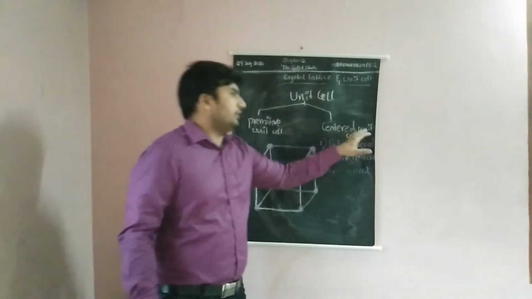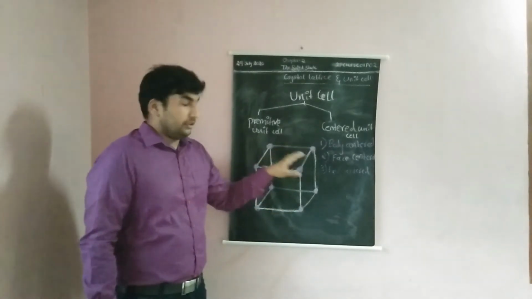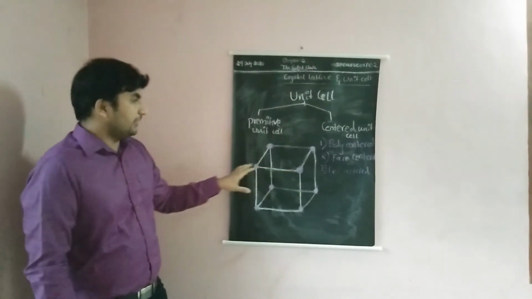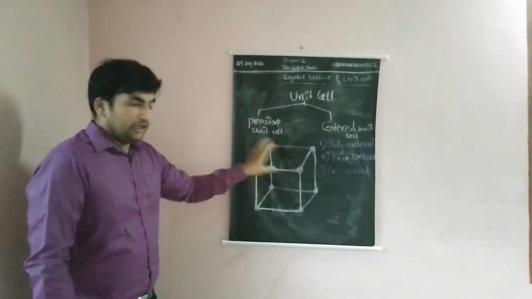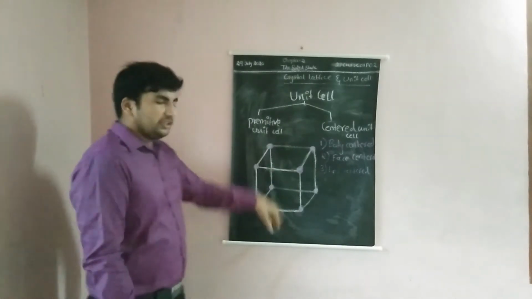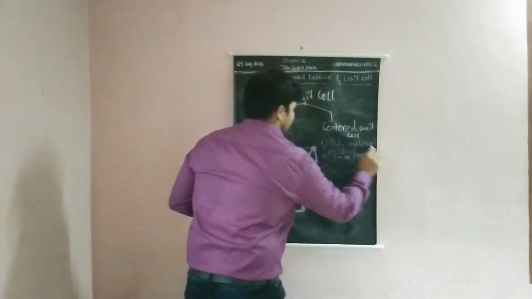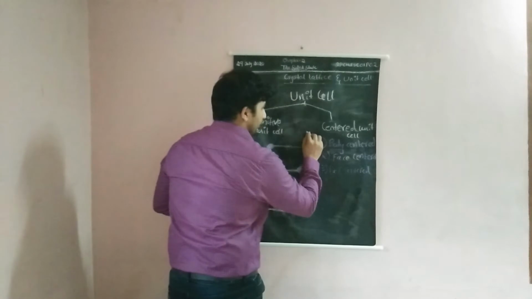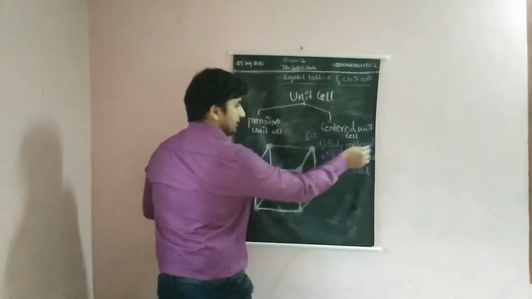So, a centered unit cell is a unit cell in which the constituent particles are placed along the corners, and also at other places of the unit cell, not only at the corners. So, it is classified as the body centered cubic unit cell. Briefly, we call it BCC. That means body centered cubic unit cell.